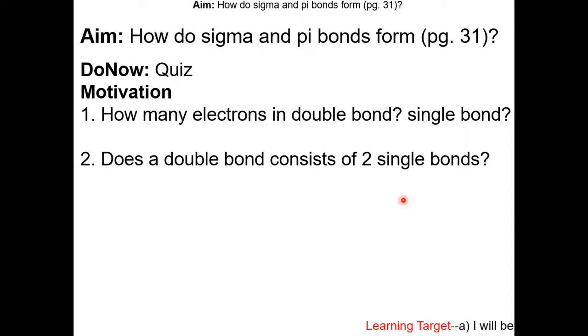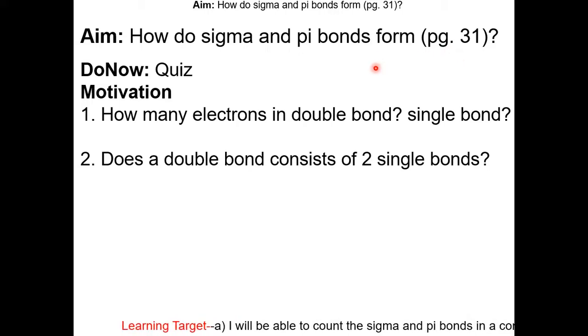This is the 9th video lesson for Unit 5B. In this lesson, we'll be analyzing sigma and pi bonds and how they form. Go to page 31 in the class packet. Keep in mind, this topic is not on the Chemistry Regents exam.